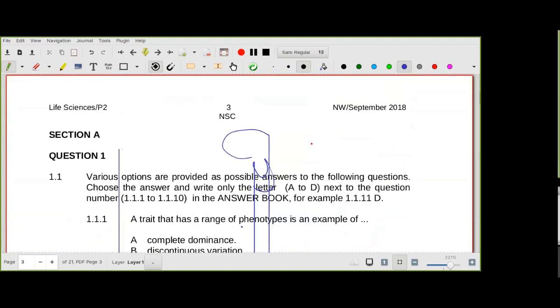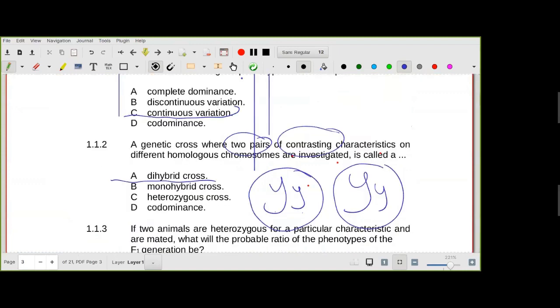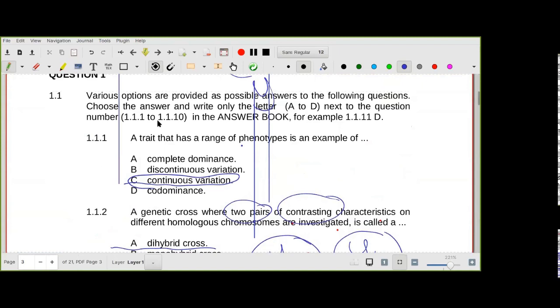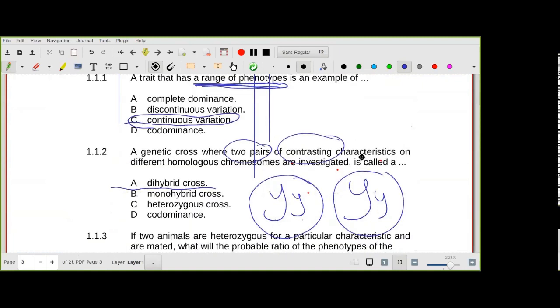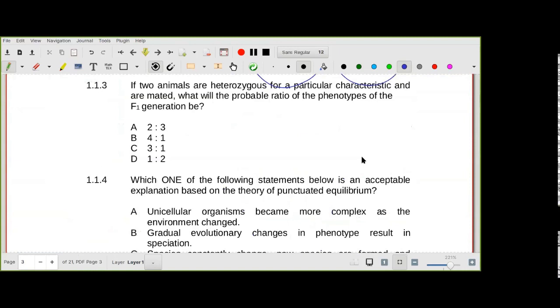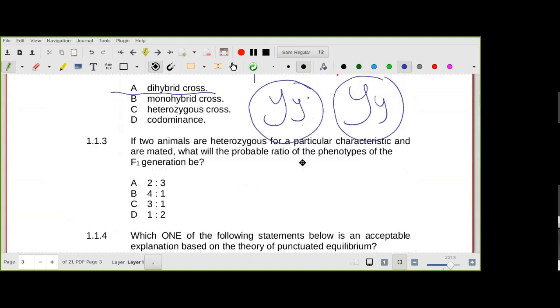The answer to 1.1.1 was continuous variation, because it said to me there's a range of phenotypes. The moment you get a range of phenotypes, I know it's continuous variation. So that's 1.1.1 and 1.1.2. Let's go on to 1.1.3.